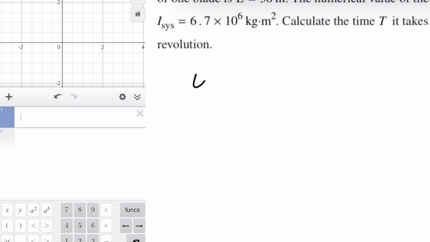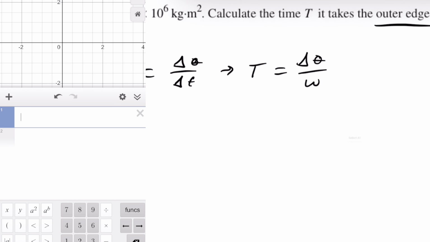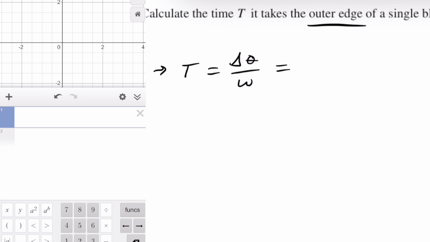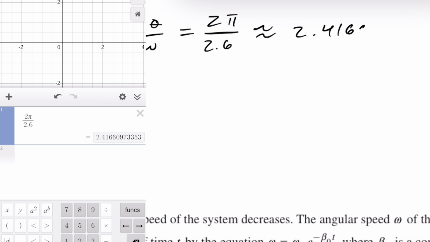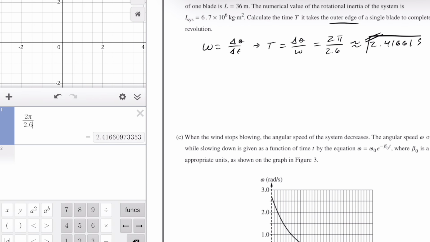So we're going to state W equals delta theta over delta T, and we're going to turn that into T equals delta theta divided by W. Oh, so one full rotation is equal to 2 pi radians over, and it said 2.6, so 2 pi divided by 2.6 is roughly equal to 2.41661 seconds. Beautiful. Next question.